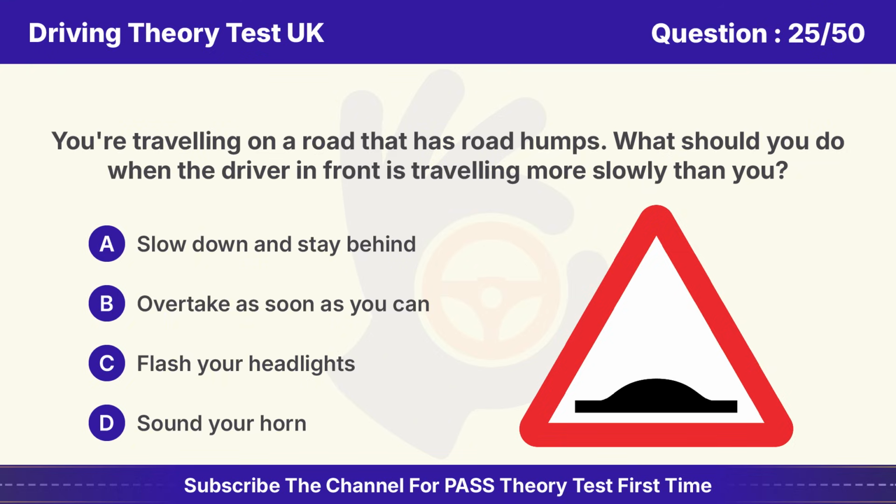Question 25. You're traveling on a road that has road humps. What should you do when the driver in front is traveling more slowly than you?